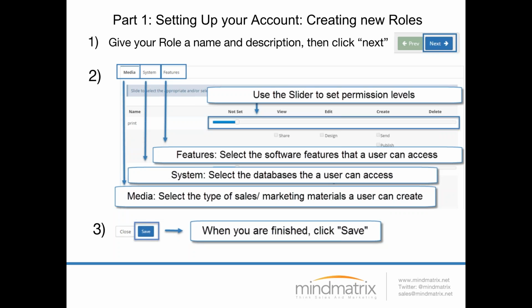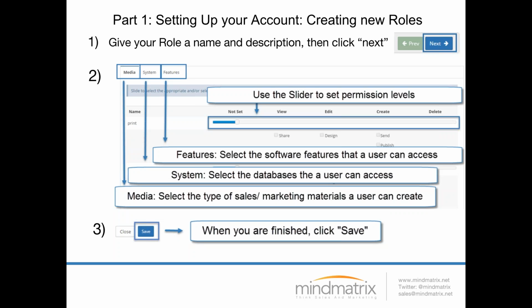In the System tab, we can specify the databases that a user can access. So for example, if you want to set a user's permission slider for contacts all the way down to Not Applicable, the user would not be able to see any contact. If you moved it to View, he or she could view contacts, but would not be able to create or edit any info. If you moved the slider all the way to Delete, they would be able to remove contacts from the database entirely.